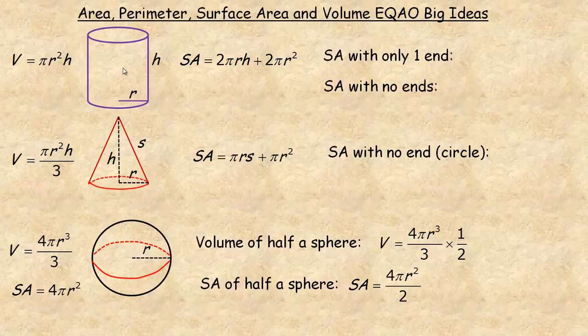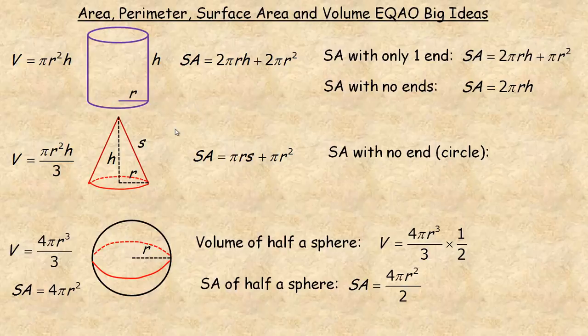So for example, if you had a cylinder and it only had one end, then how we would change this is there will only be a single pi r squared. There wouldn't be 2 of them. So if you had one end closed but one end open, that would be the surface area. And if you had no ends, then we would get rid of this completely, and it would just be the 2 pi r h. That would be the surface area.